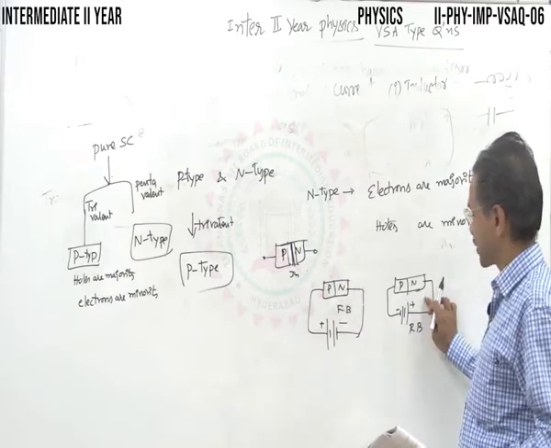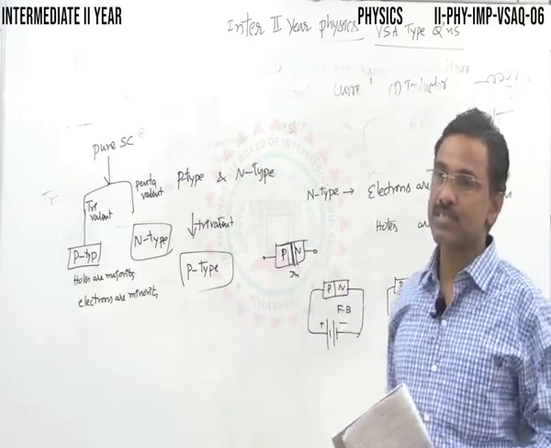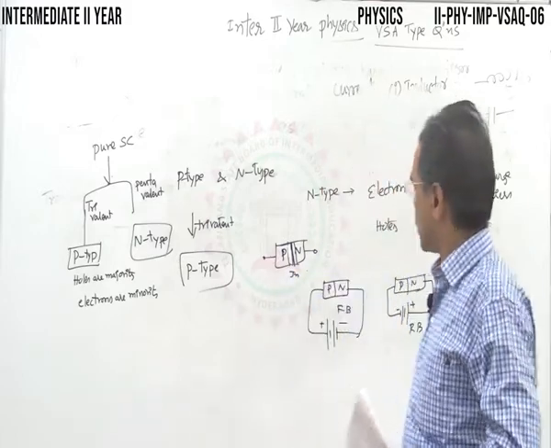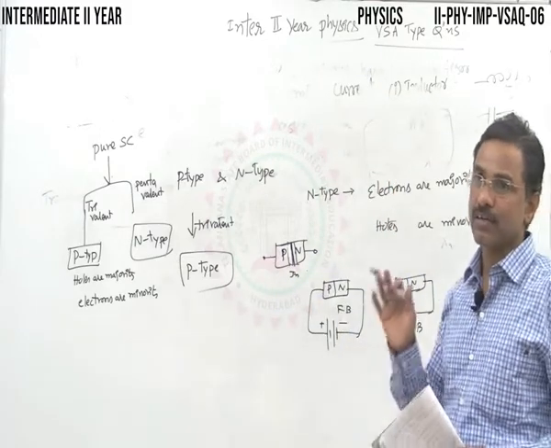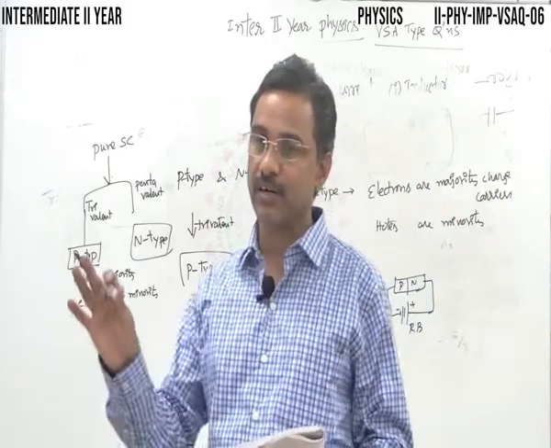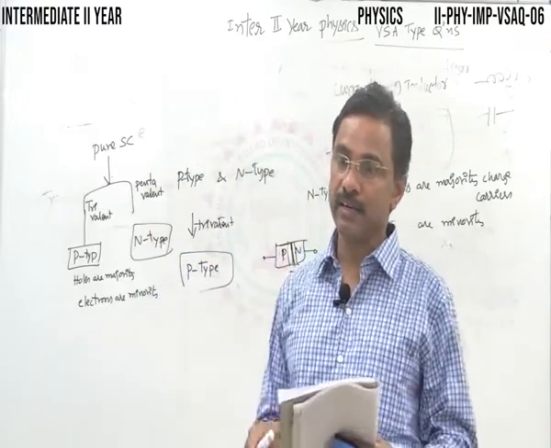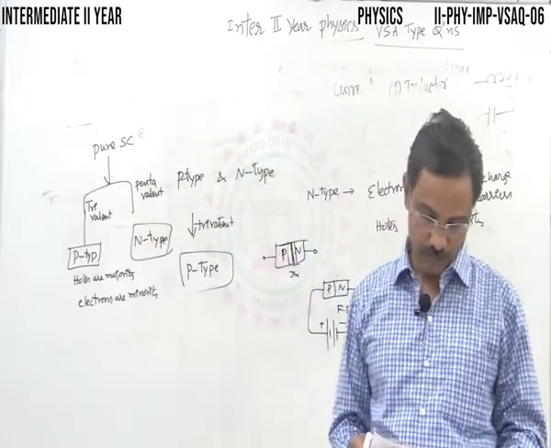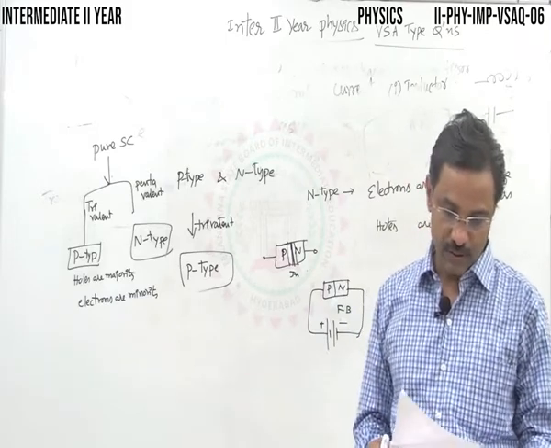In the reverse biased condition, what happens? The depletion layer width increases. The resistance offered also abnormally increases. It is like an open circuit, off state, and does not conduct under reverse biased condition. When a junction diode is reverse biased, it does not conduct. Only when it is forward biased does it conduct. This is about forward biasing and reverse biasing, polarities, etc.